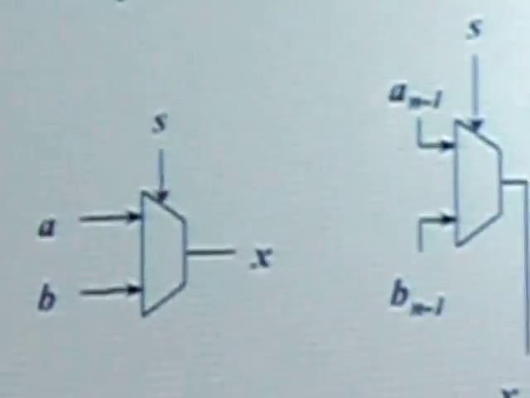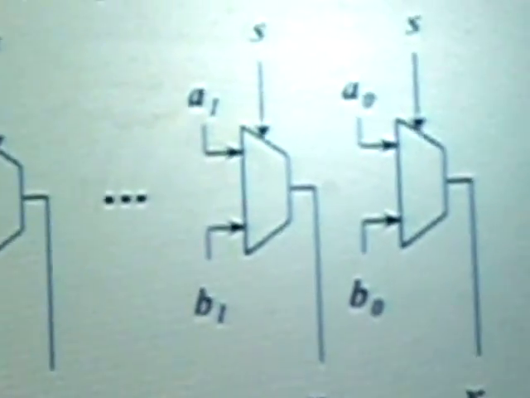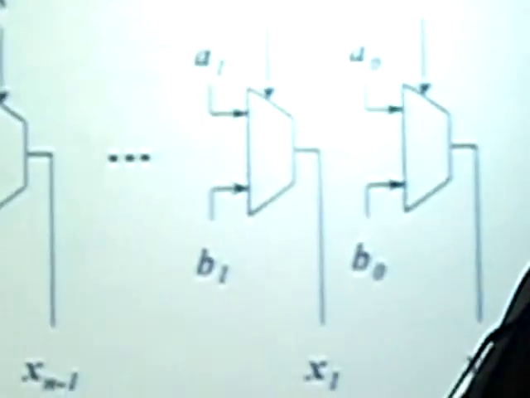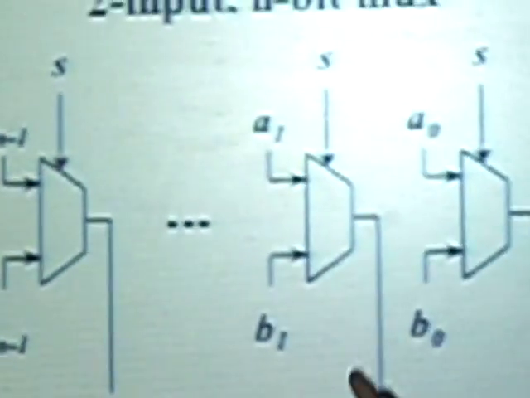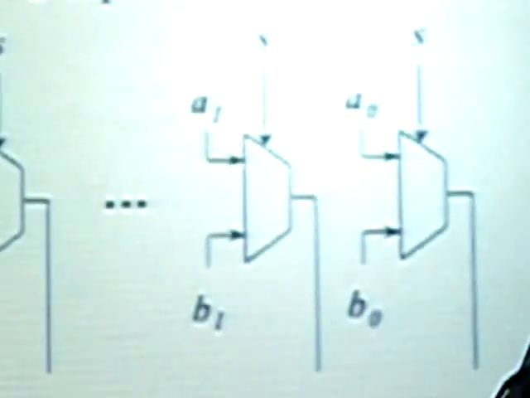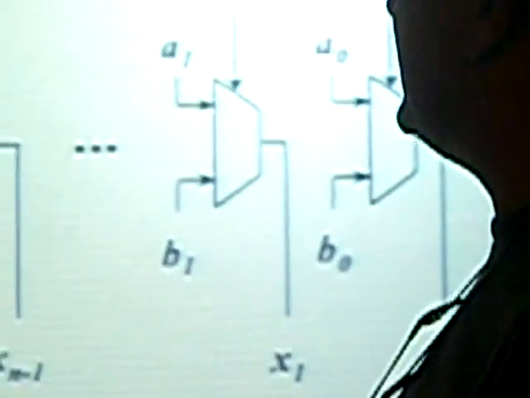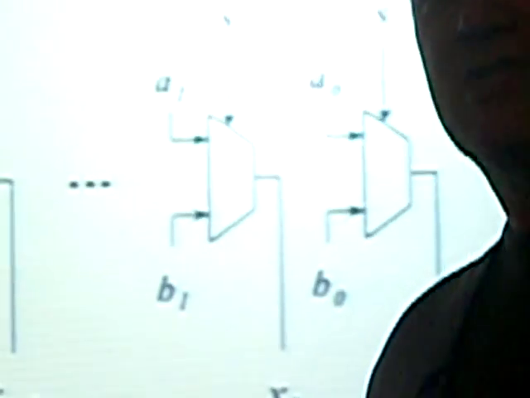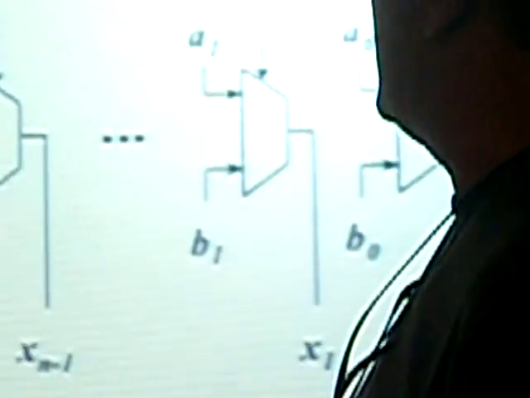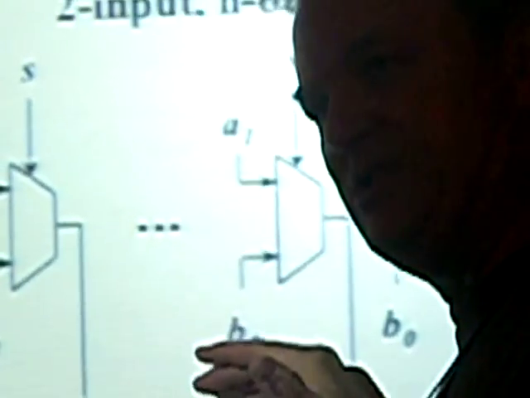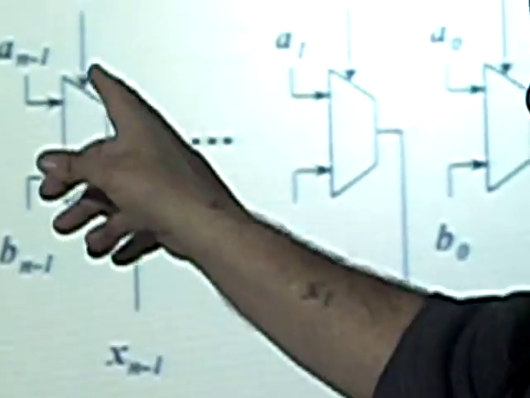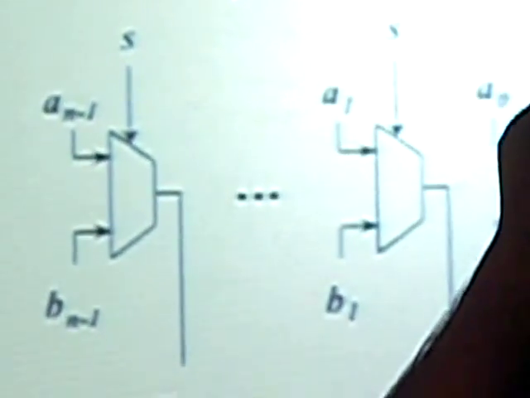Well, there's nothing magic about it being 2-input. You know, we could have still 2 inputs, but N bits. Do you see it? So here's bit N minus 1, bit 1, bit 0. So how wide is the thing? It's 64 bits, right? And in this case, it's got two 64-bit signals coming in. It's got signal A, which is 64 bits, and signal B, which is 64 bits, and it's got signal S, which is a single bit, 1 or 0.